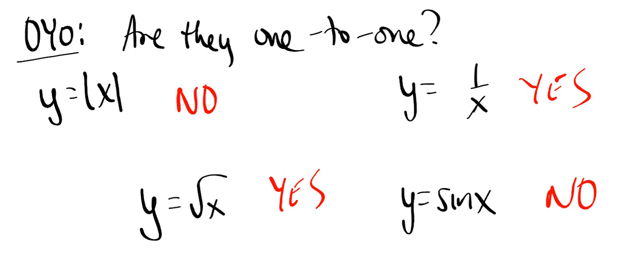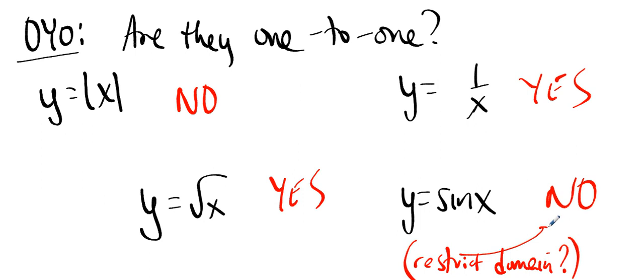The no's could be yeses if we restrict the domain. If we restrict the domains on our 2 no's, we can get functions that on a particular domain are one-to-one. When we talk about a function being one-to-one, we usually refer to its entire domain. And so in these scenarios, the functions are not one-to-one, not on their full domains.